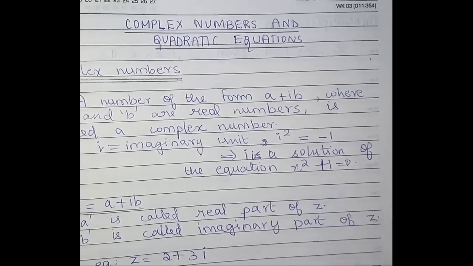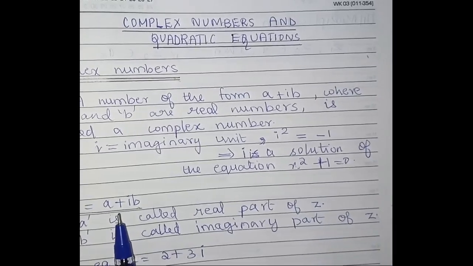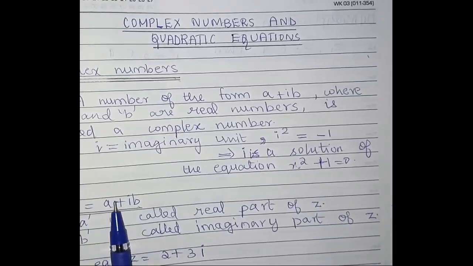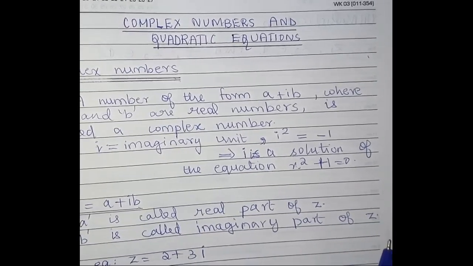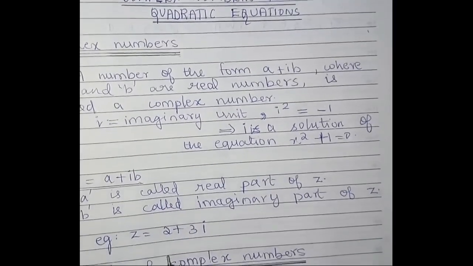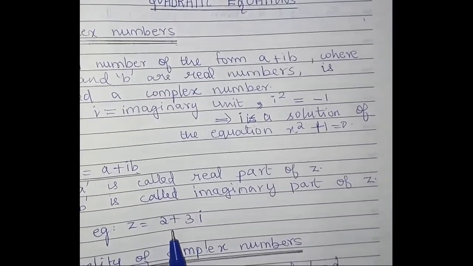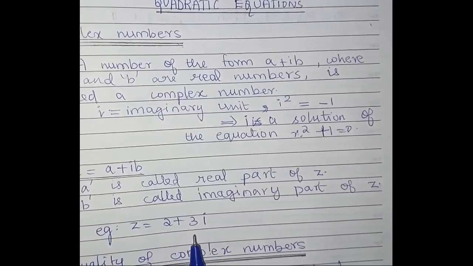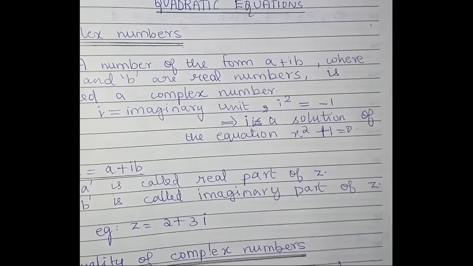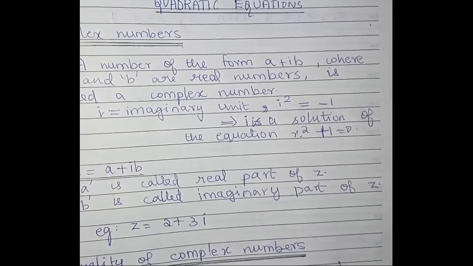Okay. So now if I am representing the complex number a plus ib as z, a is called the real part of z and b is called the imaginary part of z. Like for example 2 plus 3i, 2 is called the real part of z and 3 is called the imaginary part of z. So clear with the definition of complex numbers and examples.